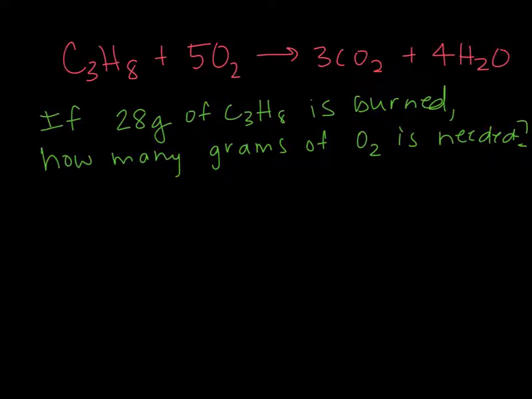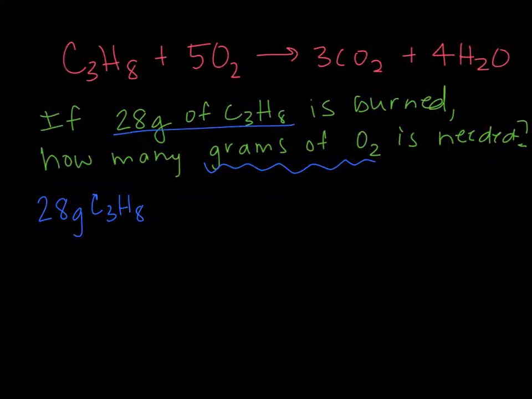All right, so this time we have 28 grams of C3H8. That's given, and we're looking for grams of oxygen. So I'm going to write down what I have. And so I want to go from here to here. And I know if I'm changing substances, I have to use the mole-to-mole ratio. Can't do that yet. I've got grams.